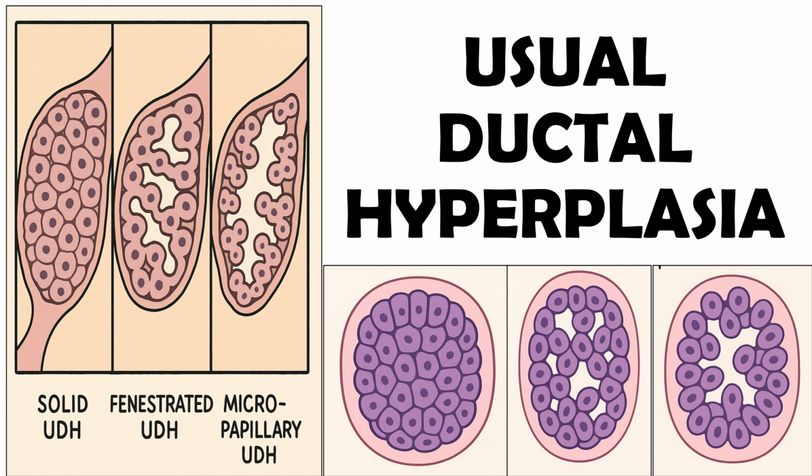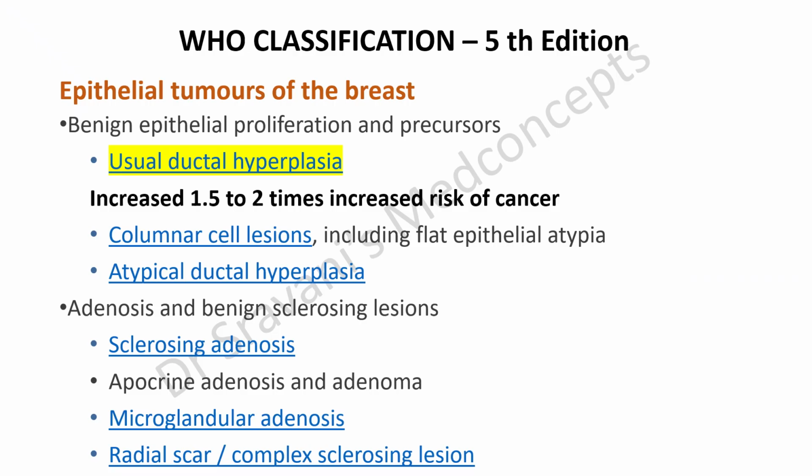Today's session will be on usual ductal hyperplasia, which is usually confused with atypical ductal hyperplasia. I tried to explain in a simple way with basic concepts, so join with me for knowing more about usual ductal hyperplasia. This is the WHO classification 5th edition.